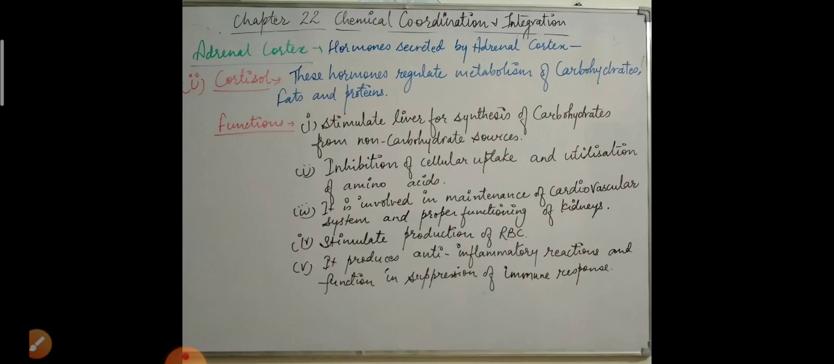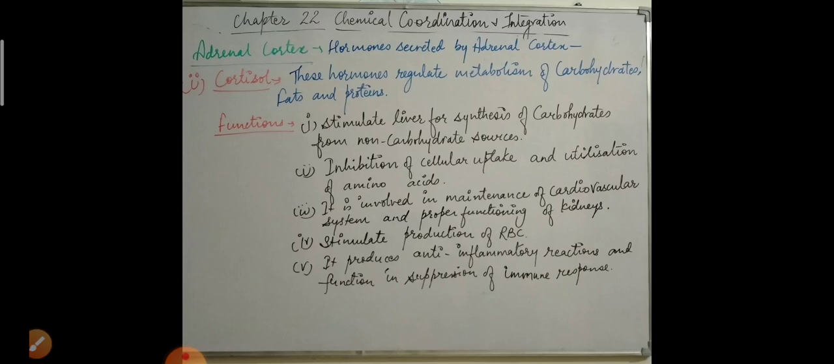Next is inhibition of cellular uptake and utilization of amino acids. It inhibits the cellular uptake. It doesn't allow the cells to take any nutrient content or food, and it helps in the utilization of amino acids. Next, it is involved in the maintenance of the cardiovascular system and proper functioning of the kidney. That means it acts on the heart and kidney so that these two organs can work properly.